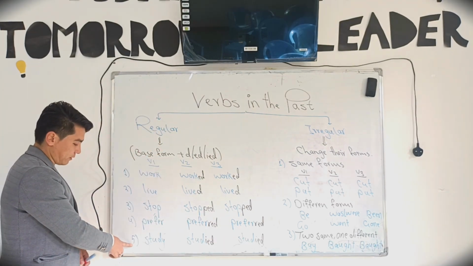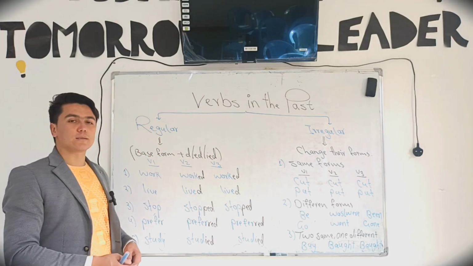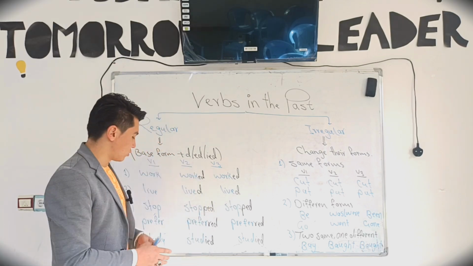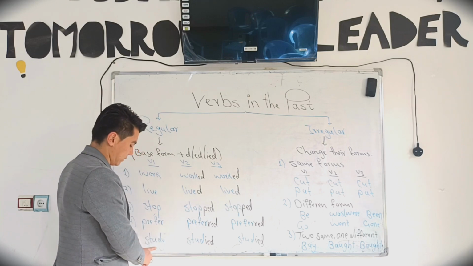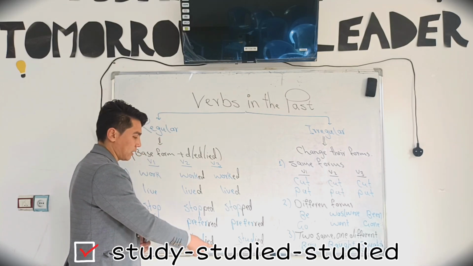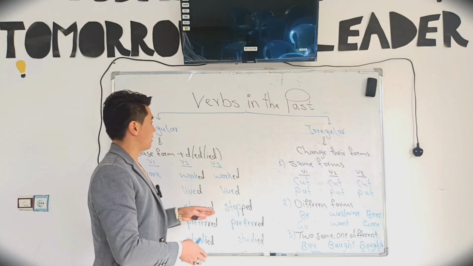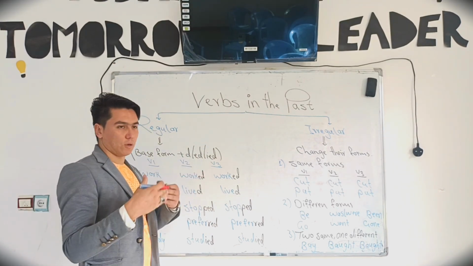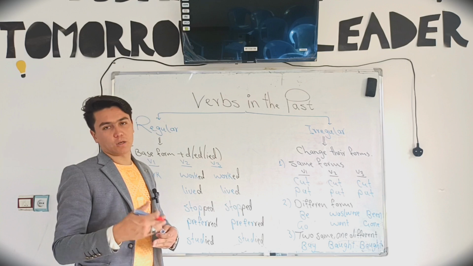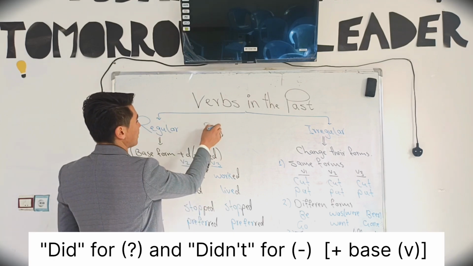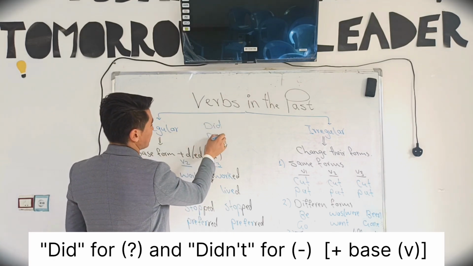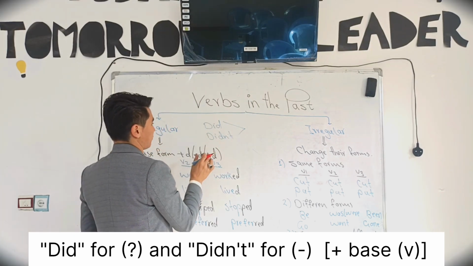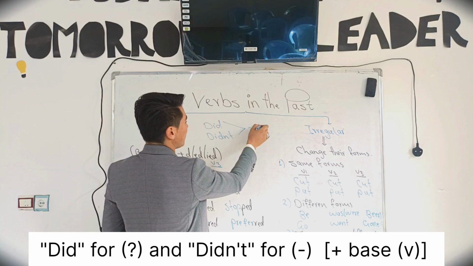The fifth rule: whenever a verb ends with y and there is a consonant before y, you change y to i and add ed. For example, study becomes studied, and then studied. So these are all about regular verbs, and you can also change a sentence to negative form and question by adding did or didn't. Whenever you use these two forms of auxiliary verbs, you have to use the base form of the verb.